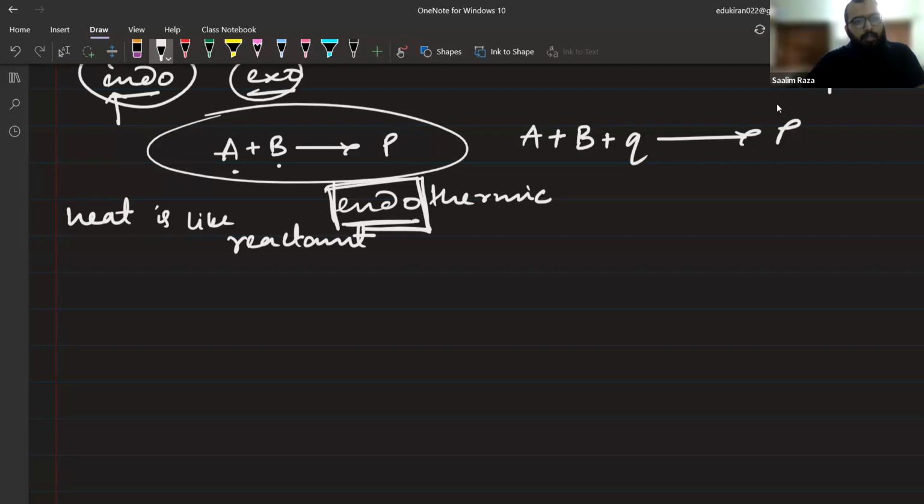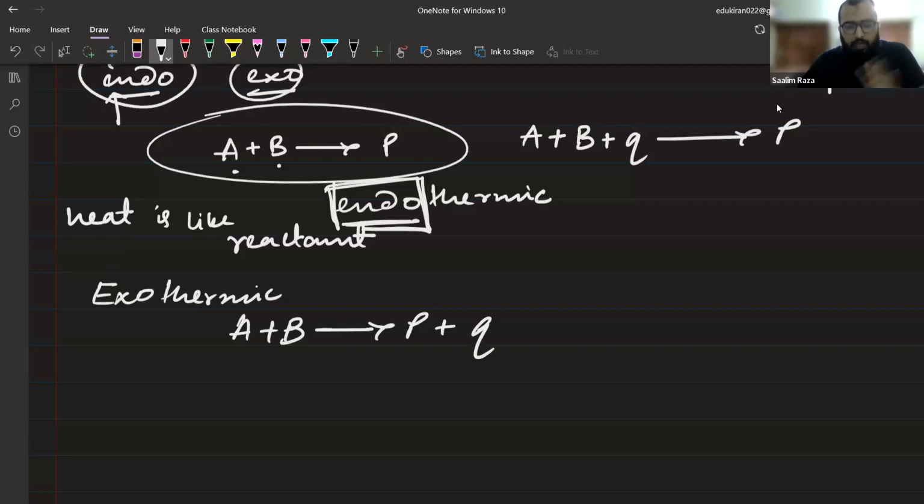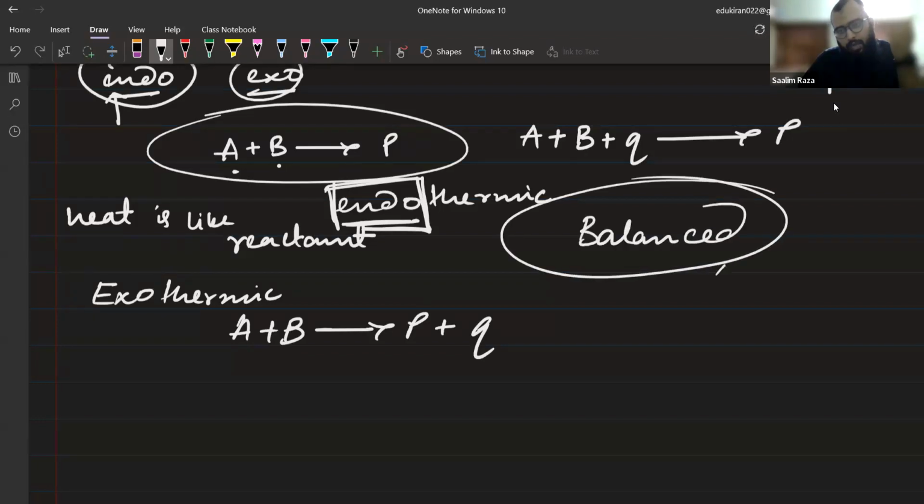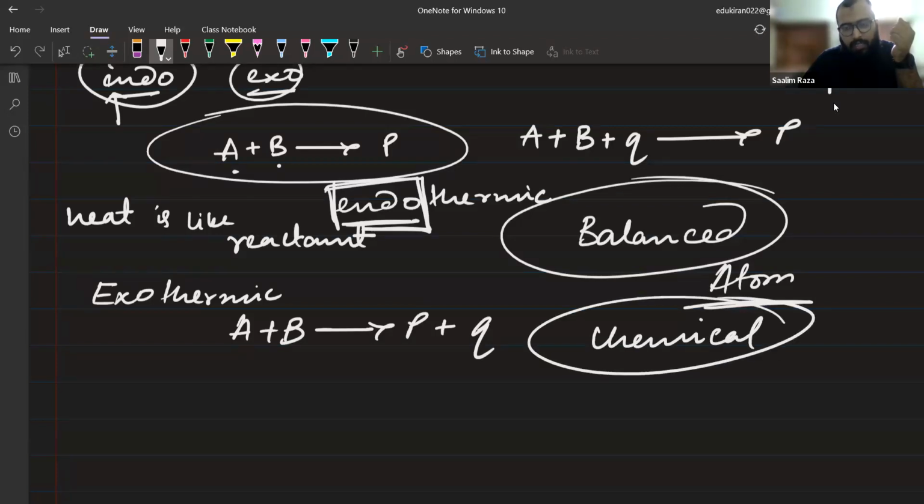Clear है सबको? ठीक. Similarly, for exothermic reactions, I will write A plus B giving you product, and some heat will be released. सही है? For exothermic reactions, is this clear? Now, the chemical reactions that you studied in 10th standard, there you also balanced the chemical reaction, right? You balance the chemical reaction only in terms of atoms, and only in terms of chemical species. That is why the chapter's name was Chemical Reactions and Equations.